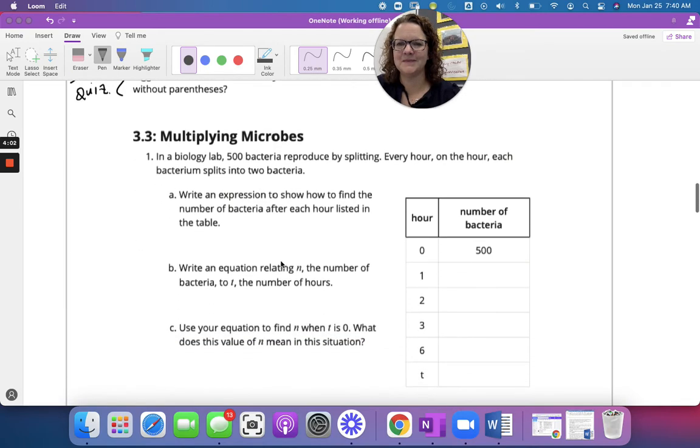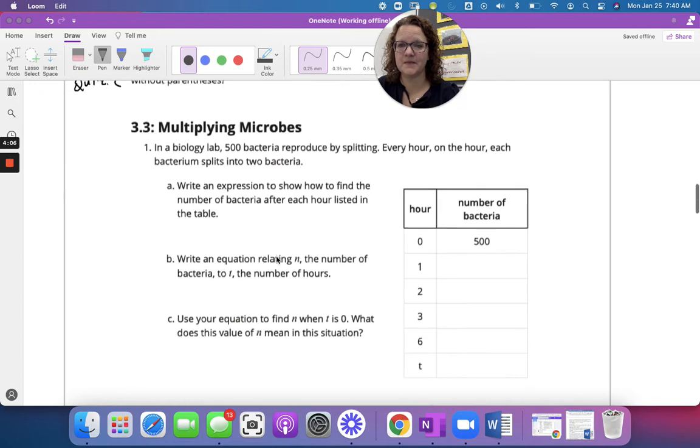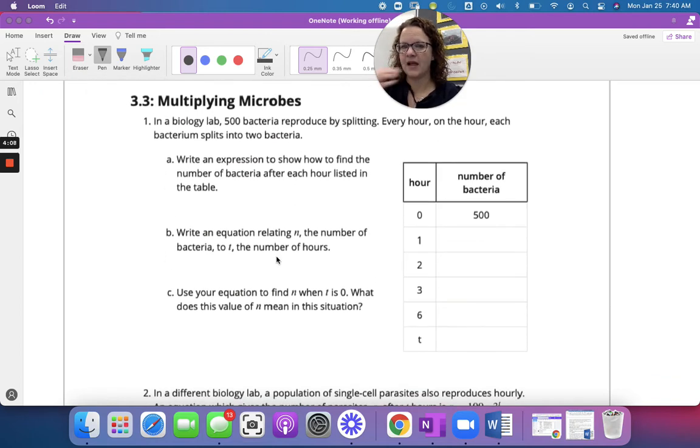Multiplying microbes. In a biology lab, 500 bacteria reproduce by splitting. Every hour, on the hour, each bacterium splits into 2 bacterium. Write an expression to show how to find the number of bacterium after each hour listed in the table. So we're trying to come up with that expression, which we didn't do in the first lesson, because I told you we would get to it.